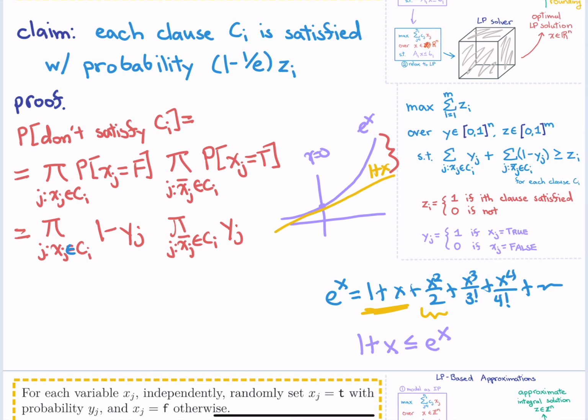So let's put that in action here. This applies for all x, even if x is negative. So 1 minus yj becomes, at most, e to the minus yj. This is going to be a less than or equal to. Okay, and what happens to this one? How do I apply the inequality to yj?